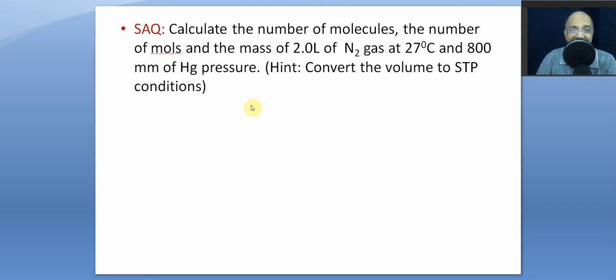the slide where I'm writing. Calculate the number of molecules, the number of moles, and the mass of 2 liters of nitrogen gas at 27 degrees Celsius and 800 millimeter of mercury pressure. The hint has been given to convert the volume to STP conditions, because we know the gram molar volume at STP is 22.4. If the volume data is given in different conditions, then you first have to convert to STP. Let's do that.